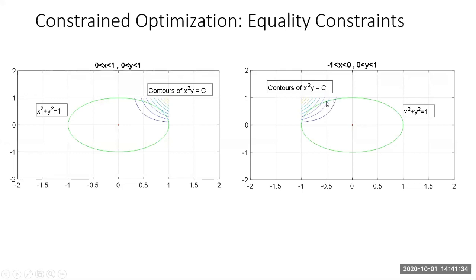Are there any other points that would give me lower values of x square y? Graphically, we can identify from the contour lines of my f of x function and my circle, the g of x, which is the constraint function, that this is the point which should be our optimal point. This point would give me the maximum value of x square y, satisfying the equality constraints. Is that clear?